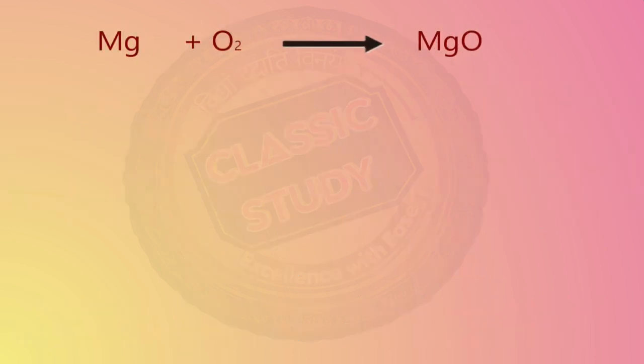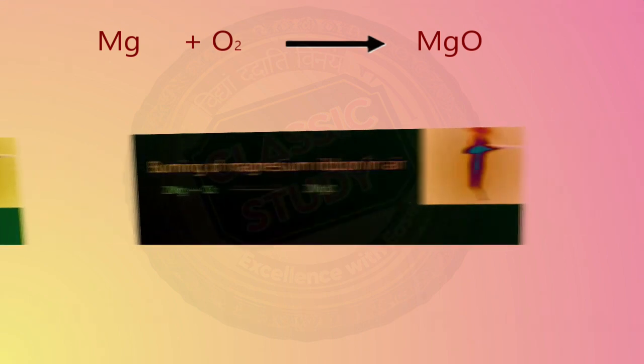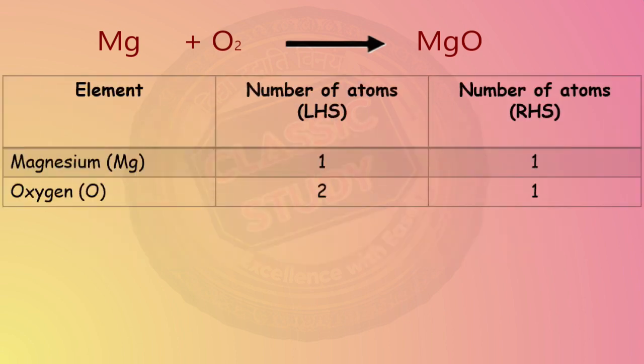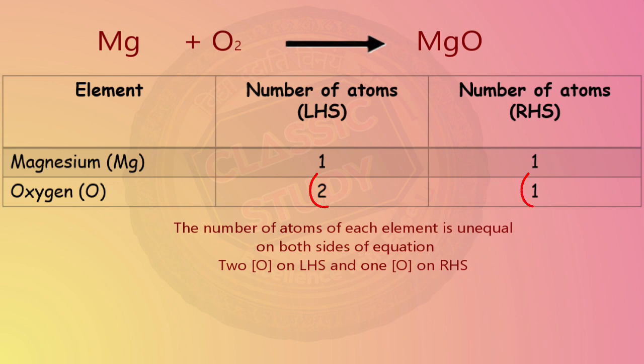Now, if we look at another equation, Mg plus O2 gives MgO. We have seen this reaction previously, where the magnesium ribbon burns in presence of air, forming its oxide. In this, if we tally the number of atoms on LHS and RHS, magnesium has 1 atom on the LHS and 1 on the RHS. Oxygen has 2 atoms on the LHS but 1 on the RHS. So the number of atoms of each element is unequal on both sides of the equation. That is, there are 2 oxygen atoms on the LHS and 1 on the RHS.